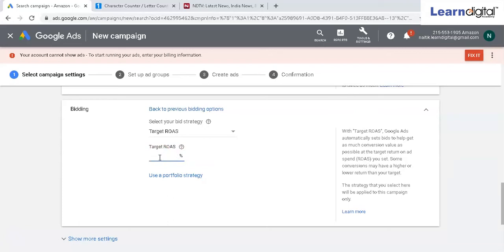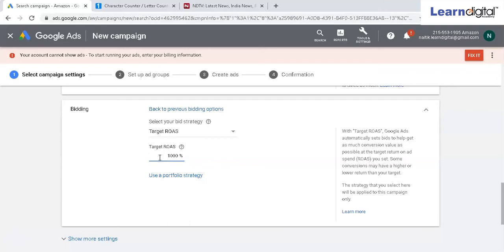So I can give over here the percentage, like how much return I want on the money I'm spending on my ads. For example, let's say I'm spending 100 rupees and I need 1000 rupees back. That is 10 times more. So I can write over here, give me 1000%, which means they'll try to get me 1000 rupees of revenue.